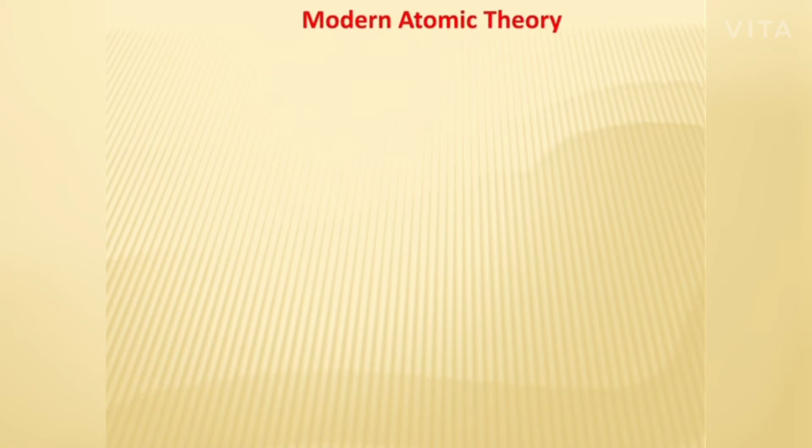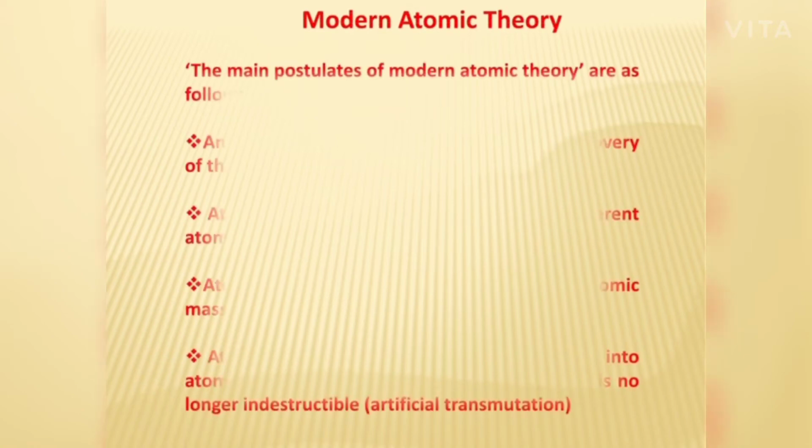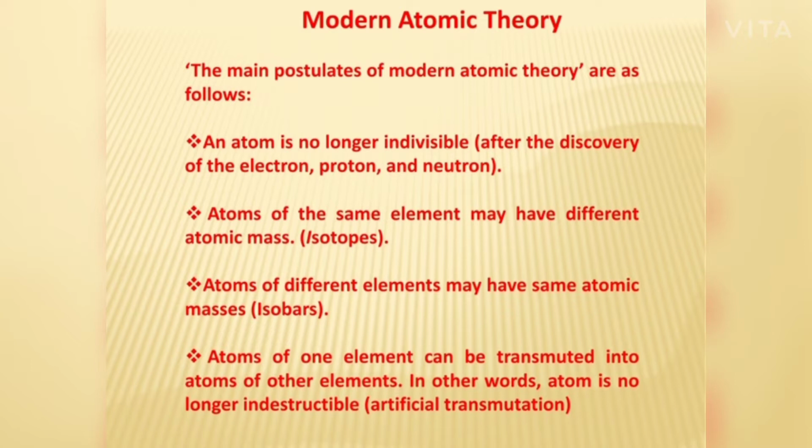Next term, modern atomic theory. The main postulates of modern atomic theory are: an atom is no longer indivisible after the discovery of electrons, protons and neutrons. Atoms of the same element may have different atomic mass, but the atomic numbers are the same. That is called isotopes.